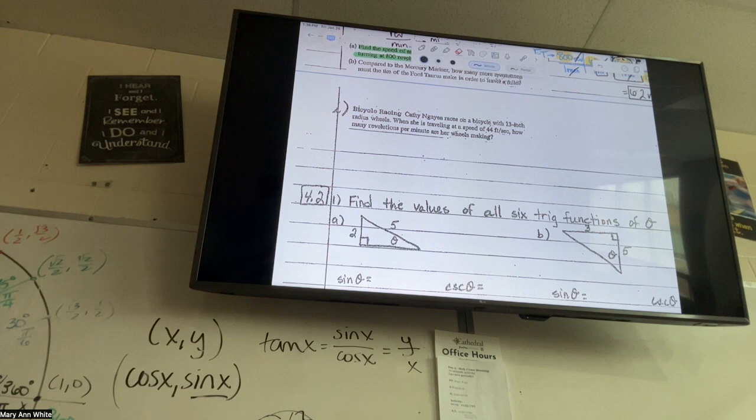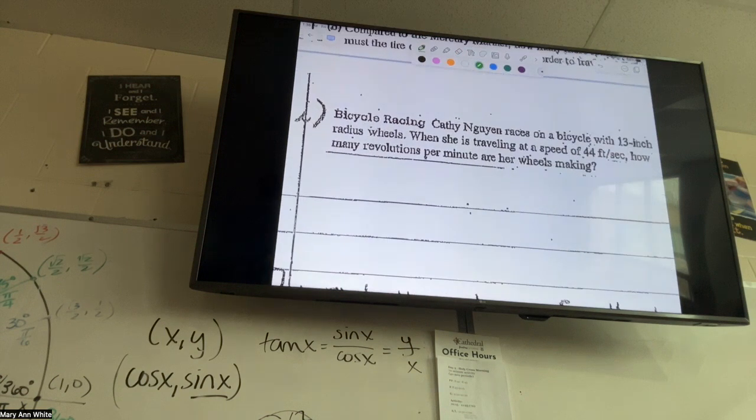Okay, what is the measure, or what are the units that we have to start? What information do we have to start? What speed is she going? Good. We're going feet per second, and we want to be in what units? Minutes, what per minute? Revs per minute, revolutions per minute.